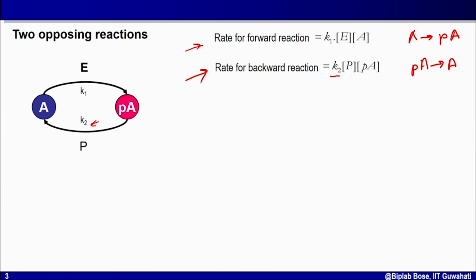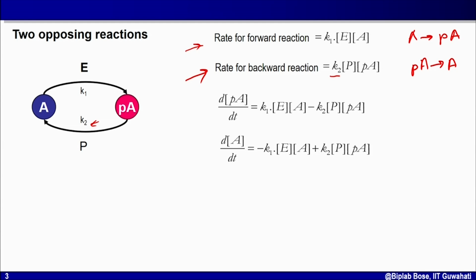So if I combine these forward and backward reaction rates, then I get the ODE for both the variables, that is for PA and A. The rate of change in concentration of phosphorylated A, dPA/dt, is equal to, the first term is from the forward reaction because the forward reaction is forming PA. So that is K1 into E into A, minus the backward reaction, because the backward reaction is removing PA and creating A. So the minus sign is there, and the rest of the term is similar to what I have got for the backward reaction, that is K2 into P into PA.